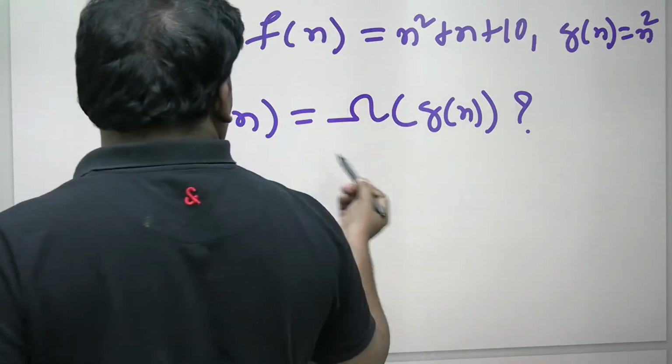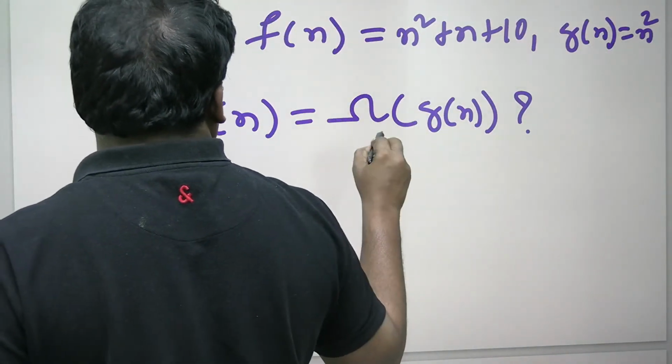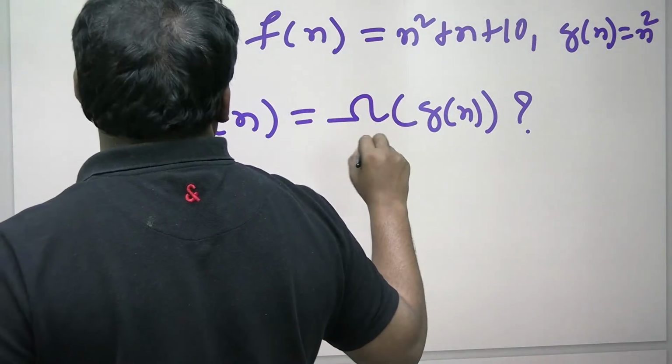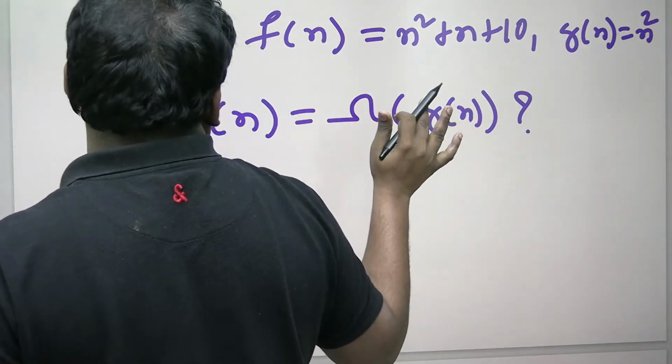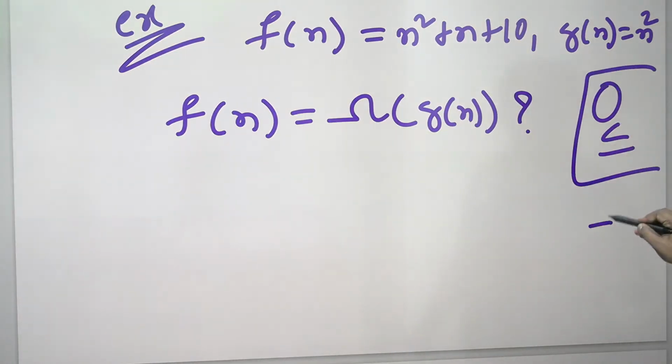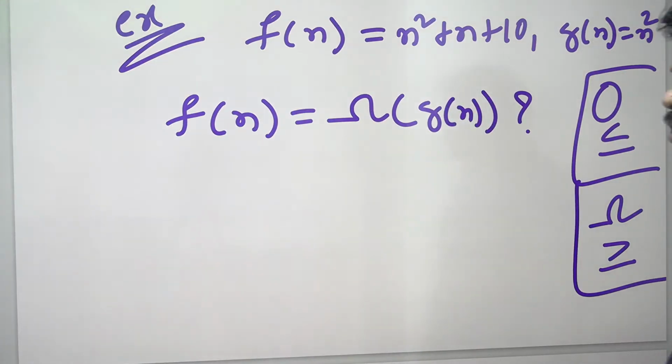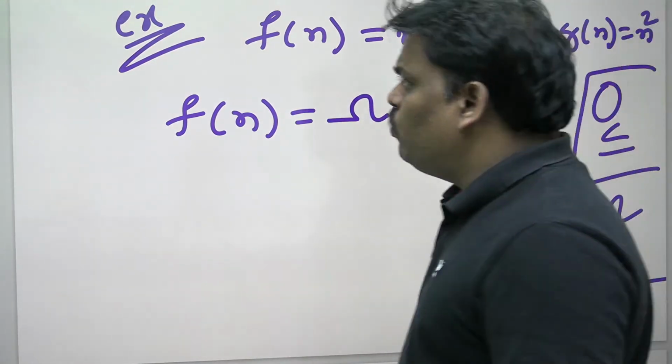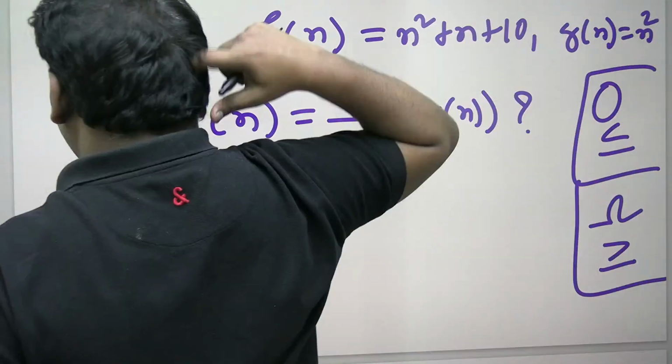Right. So before, see this one, big O means less than or equal to, omega means greater than or equal to, other than that no change. Big O means less than or equal to, omega means greater than or equal to. This is the only difference.